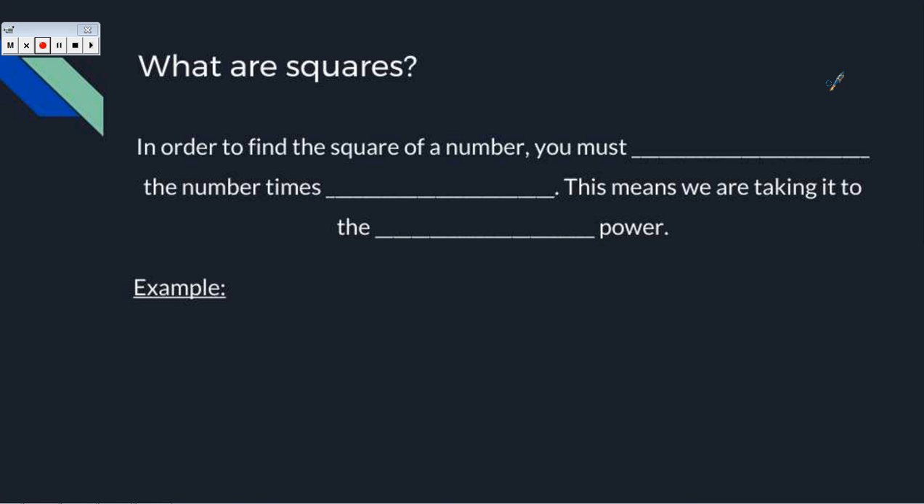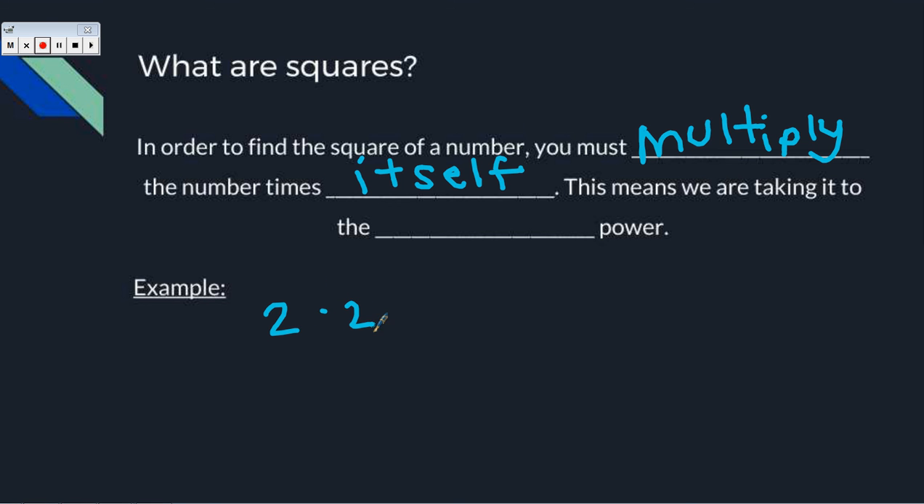What are squares? You might have heard of squares before by hearing the term exponents, taking something to the second power, squaring a number, all sorts of things like that. But in order to find the square of a number, you must multiply the number by itself. An example of that would be taking 2 times 2. We know that equals 4. But 2 to the second power is also equal to 4.